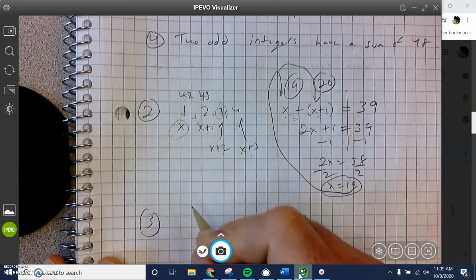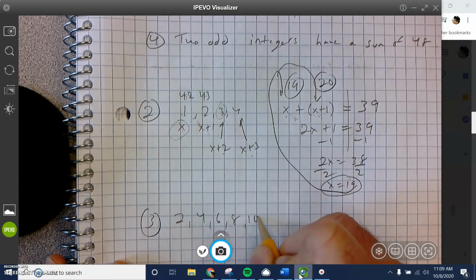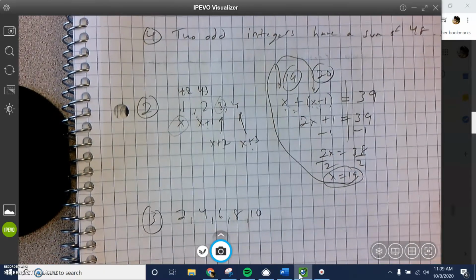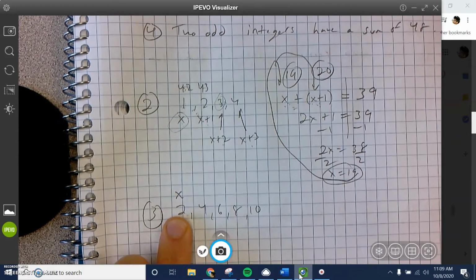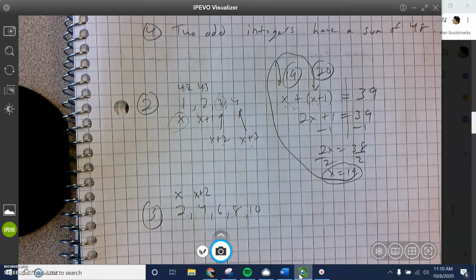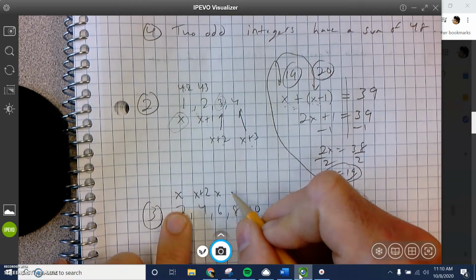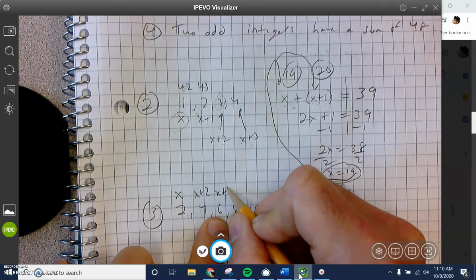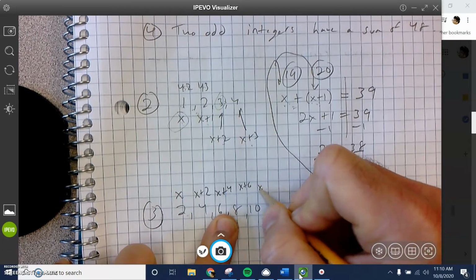Here you go. So let's do consecutive even integers like 2, 4, 6, 8. If the first even integer is x, the next one is not x plus 1. How do I get from this one to this one? This one's x, I need x plus 2. And then how do I get to my third integer? From 2 to 6, that would be plus 4. And then the next one would be x plus 6, and then x plus 8, etc.